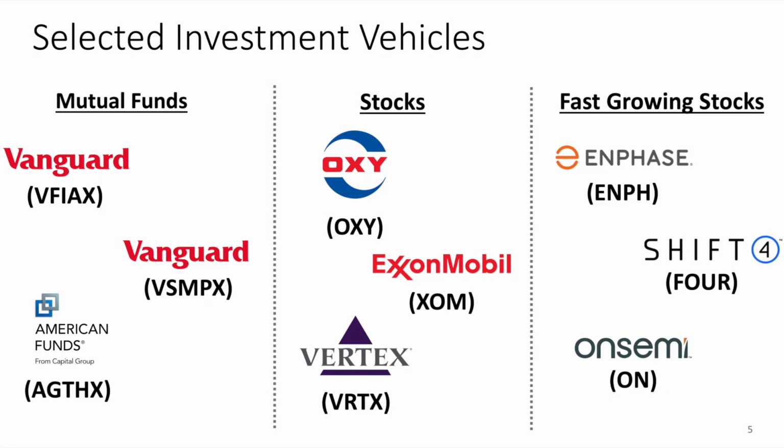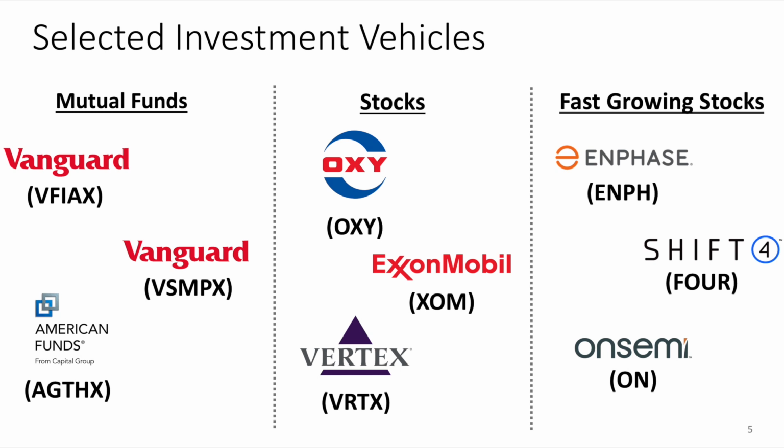The specific investment vehicles selected were subdivided into 3 major sections: mutual funds, stocks, and fast-growing stocks. The selected mutual funds included Vanguard's 500 Index Fund, VFIAX, Vanguard's Total Stock Market Index Fund, VSNPX, and lastly, the Growth Fund of America's Investment Portfolio, AGTHX.